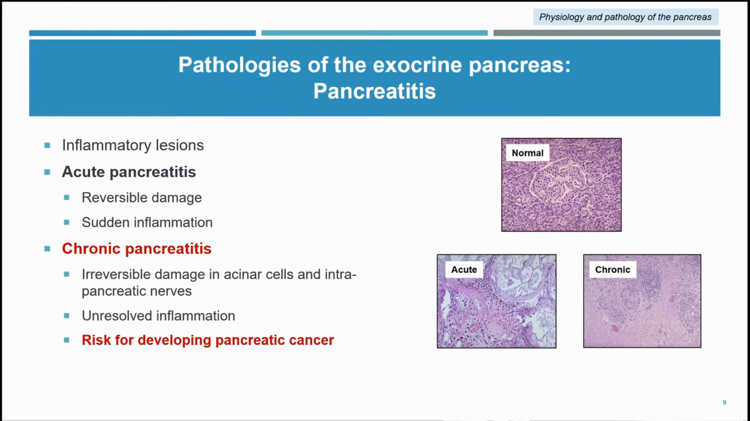So pancreatitis is the inflammation of the pancreas. It can occur in two different forms. Acute pancreatitis is characterized by sudden inflammation and, in most cases, reversible damage. If the inflammation does not resolve, the condition progresses to a chronic state where there is irreversible damage to acinar cells and to intrapancreatic nerves. Having chronic pancreatitis increases the risk for developing pancreatic cancer.